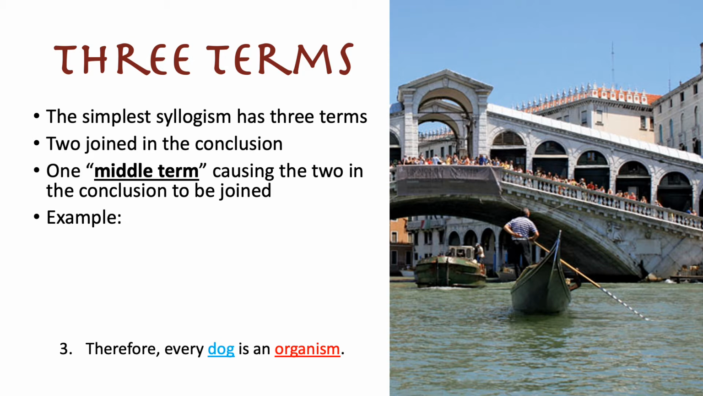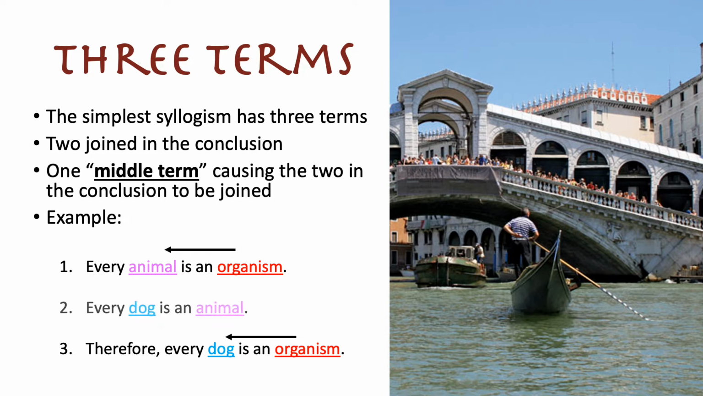Consider the conclusion, every dog is an organism. Here, organism, that is, the major term, is related to the minor term, dog. In the first premise, we relate organism to the term animal. In the second premise, we relate the term animal to the term dog. Thus, we have a syllogism.